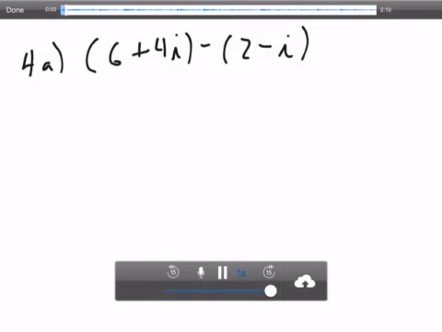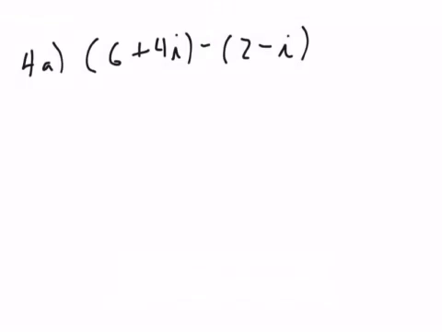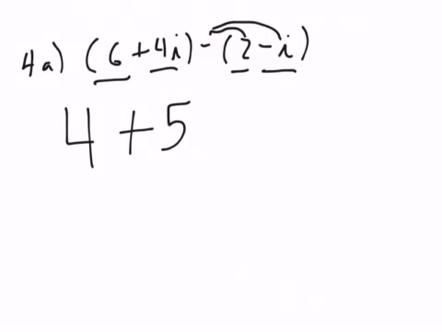Alright, so somebody asked how to do some of these problems, so we're going to talk about these. With these, you're just combining like terms, but notice that minus sign in the middle there, you've got to distribute that negative to both of those. So we'd have 6 minus 2, which would be a 4, and then 4i minus negative i, which would be 4i plus 1i, it's just plus 5i, and that would be your answer.